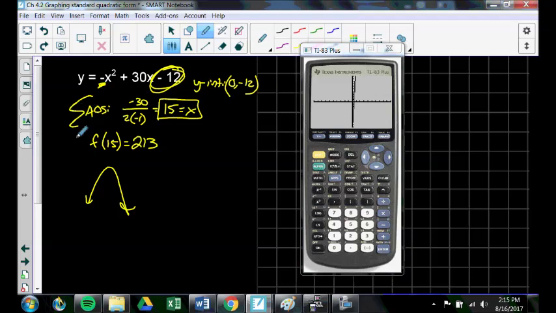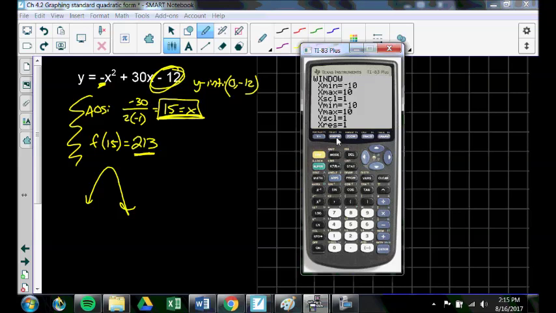Because I found the AOS and the vertex, I now have a very good idea that this graph is going to go as high as 213. I know for a fact it's going as high as 213, but in terms of its domain, it's probably not going much past 30. I'm going to have it go to 40 just to be safe, but now I'm going to change the window of the graph to match the things I know about the equation.